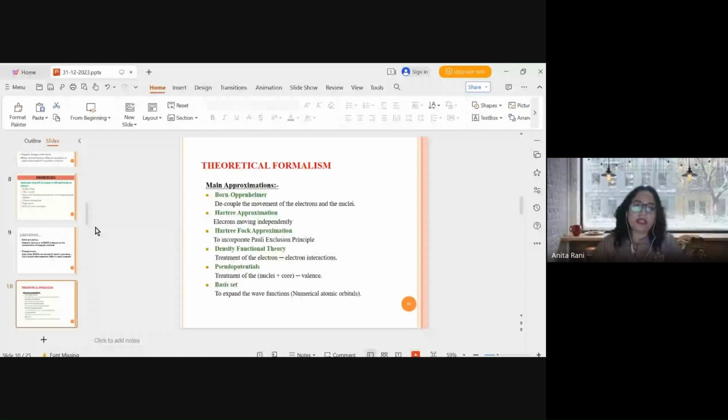Here we are taking only the electron-electron interaction. That is, we are dealing with only the valence electrons, not the core electrons. The core electrons have been frozen, and as their wave function is rapidly changing in nature, they have been replaced with the help of pseudo potentials. And to represent the wave functions, a basis set has been used.